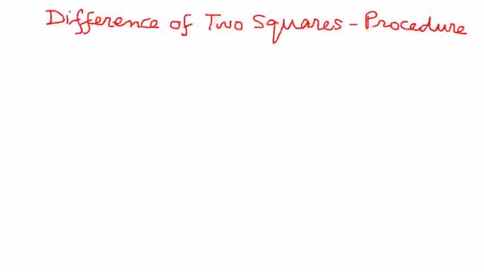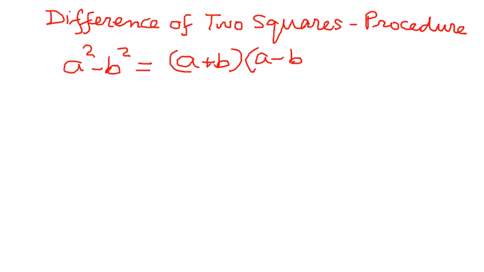If A and B are real numbers or variables or algebraic expressions, then A squared minus B squared. If we have a difference of two squares like that, we can write it out as A plus B times A minus B. A plus B times A minus B. This is the difference of two squares.